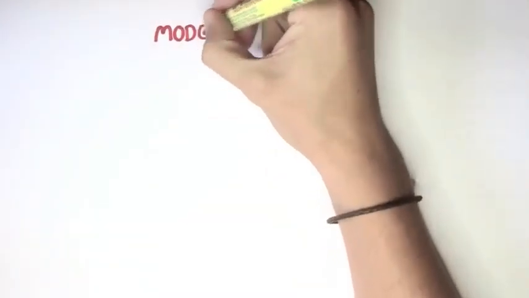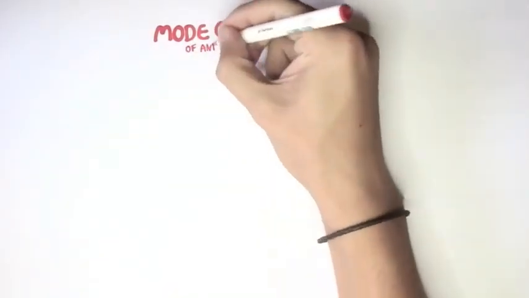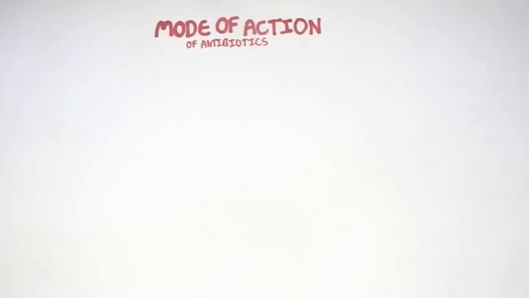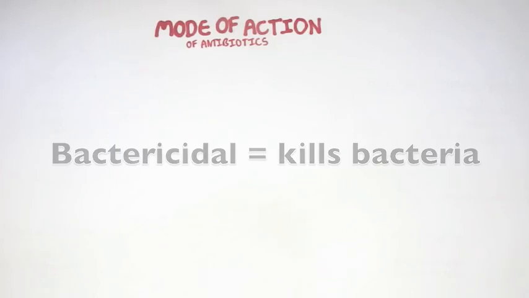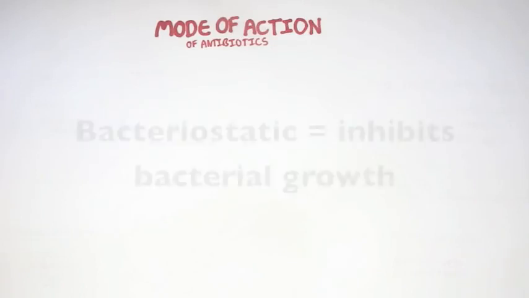In this video, we're going to talk about the mode of action of antibiotics. We're not going to look into extreme detail, but we'll just look at the overview in a way. Antibiotics either destroy or slow down the growth of bacteria. If it destroys a bacteria, it is bactericidal. If it slows down the growth of bacteria, it's bacteriostatic.